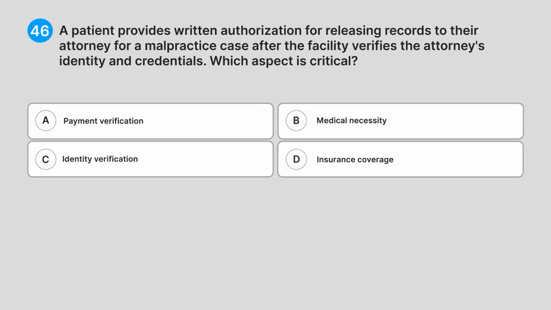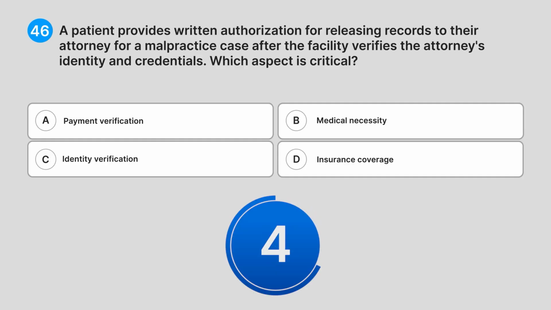46. A patient provides written authorization for releasing records to their attorney for a malpractice case after the facility verifies the attorney's identity and credentials. Which aspect is critical? A. Payment verification. B. Medical necessity. C. Identity verification. D. Insurance coverage. Do you know the answer?